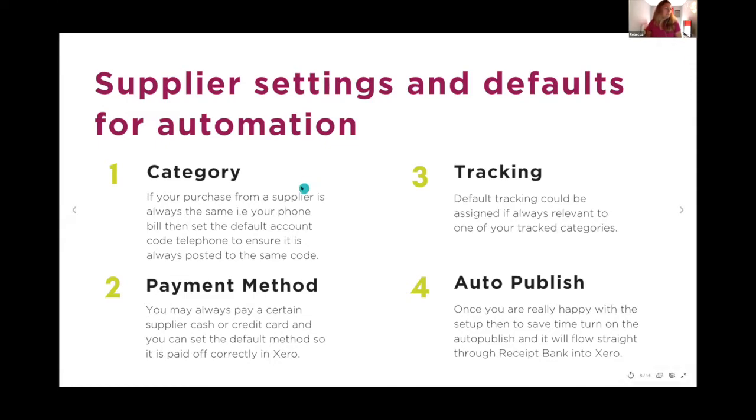Payment methods: Frankie showed us how to link those up. So you can default those if you know that you always pay something by direct debit or it comes out of your credit card. Your tracking, as we looked at. And once you're really happy with that supplier that's set up in Receipt Bank, you can auto-publish it. That just means that once the item is received in Receipt Bank, it bypasses the system and goes straight into Xero.